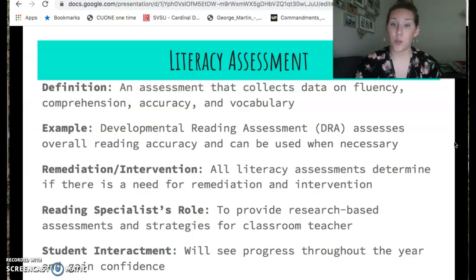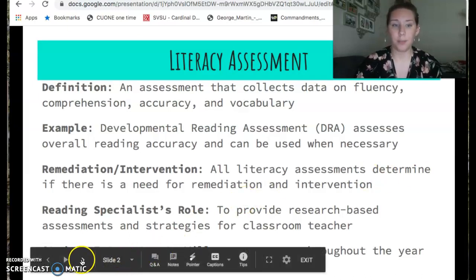And the reading specialist's role is to help give support to the classroom teacher and provide them research-based strategies, resources, and assessments to help increase their reading skills. As students become familiar with literacy assessments, they're going to see their progress throughout the year, and it's going to help them gain confidence as readers.